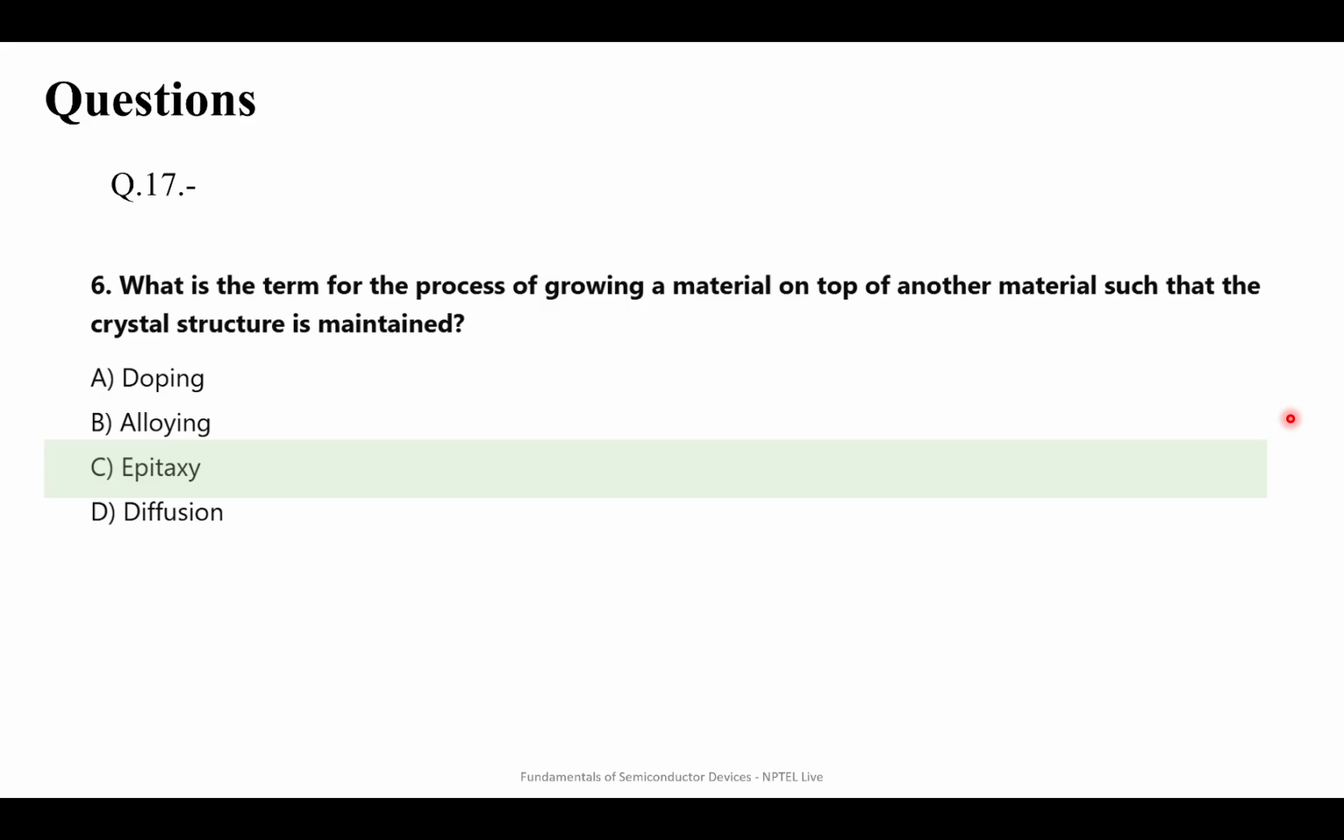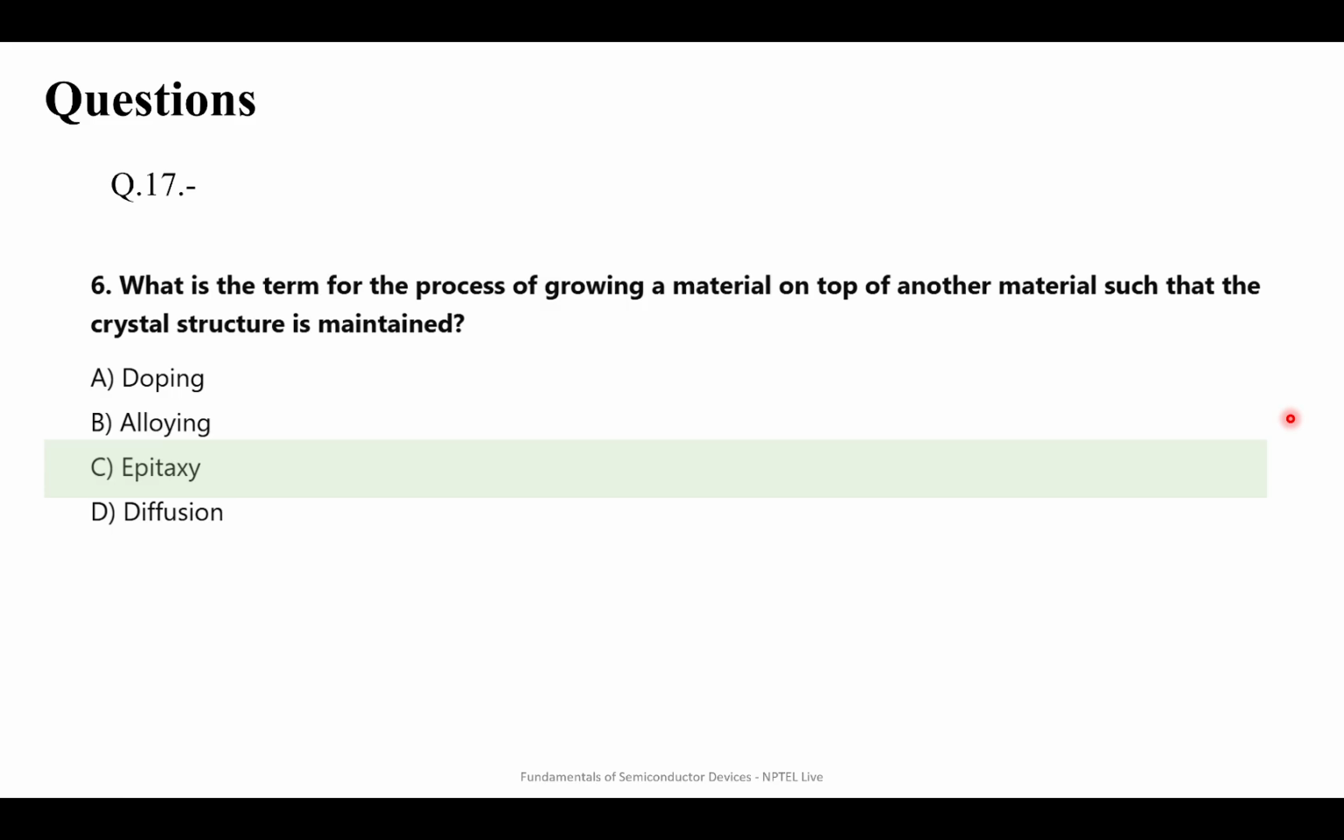Sir, alloying means, sir, one more time, sir. Alloying is basically you are mixing two materials, like you are mixing aluminum nitride and gallium nitride in gaseous phase or liquid phase, and then you are crystallizing it, so it is being crystallized as aluminum gallium nitride. Okay, sir. So it is basically a single crystal, single lattice, right? It is a single lattice of aluminum gallium nitride.